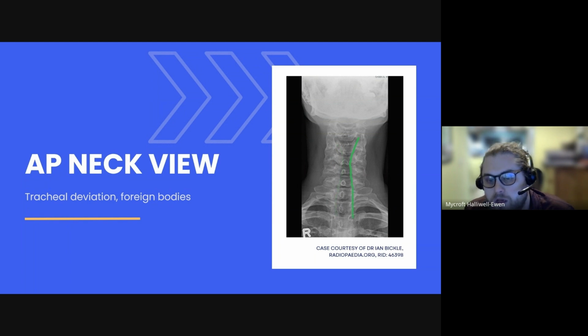I don't think so. Tracheal deviation sometimes happens emergently in tension pneumothorax. We shouldn't be diagnosing tension pneumothorax by X-ray, let alone by neck X-ray. Sometimes it happens with various lung pathologies, but realistically, we're going to need chest imaging for that. But foreign bodies is the real reason.